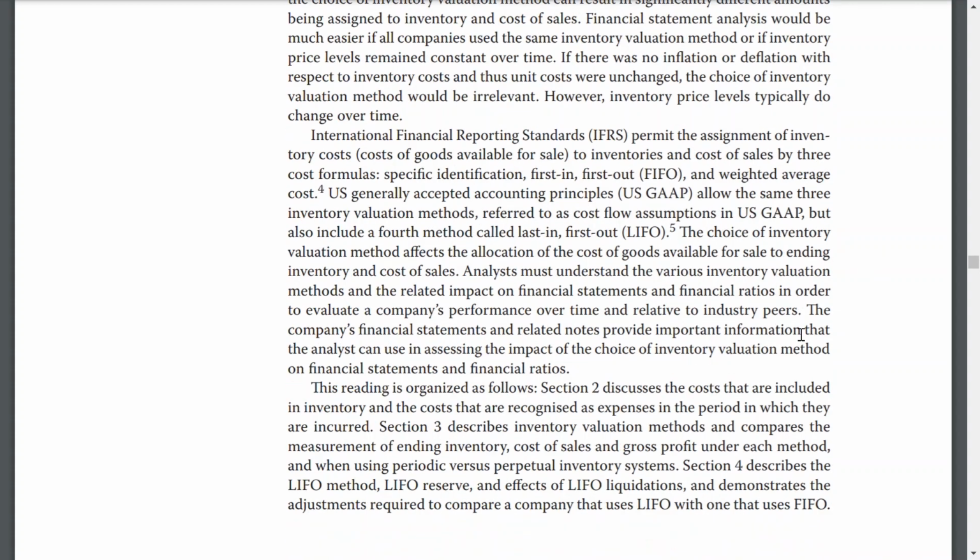The choice of inventory valuation method affects the allocation of cost of goods available for sale to ending inventory and cost of sales. Analysts must understand the various inventory valuation methods and the related impact on financial statements and financial ratios in order to evaluate a company's performance over time and relative to industry peers. The company's financial statements and related notes provide important information that the analyst can use in assessing the impact of the choice of inventory valuation methods on financial statements and financial ratios.